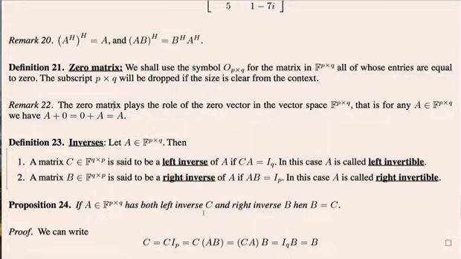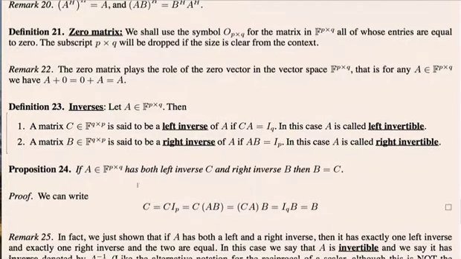If matrix A has both a left inverse C and a right inverse B, then it turns out that B must be equal to C. Notice that the sizes are supposed to match anyway. The way we can prove that the left inverse and the right inverse are the same if both exist is that we can write C as C times I, where I has size P by P.